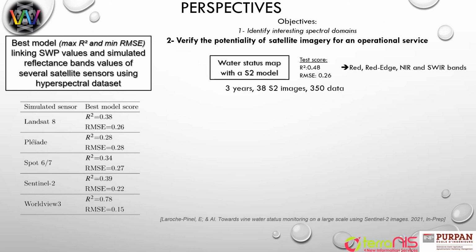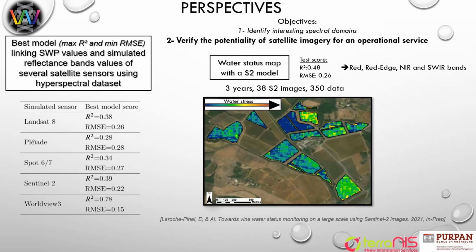So in the current part of our study, we are using real Sentinel-2 images with in-field data from 3 years. A model with 4 spectral bands gives interesting results to predict SWP value, with scores greater than what we had with the simulated data. And even if the model scores are not so high, we are working with several vine growers in the Minervois region to verify the spatial and temporal coherence, giving them a water status map like this one for several dates, and their first feedbacks are really promising to keep on with our study.